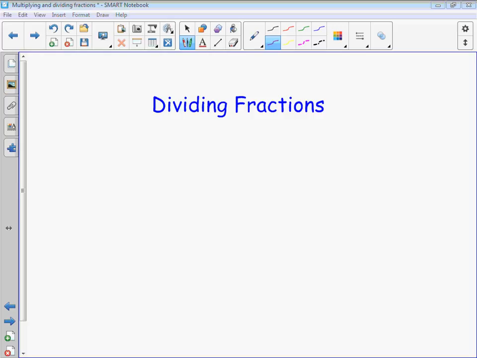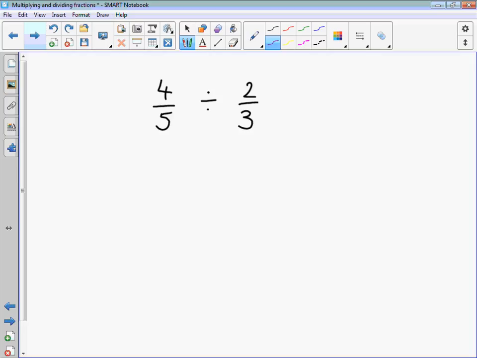I'm going to show you how to divide fractions. My first example is 4/5 divided by 2/3. Now, just quickly to show you the term invert. If I was to invert 2/3, I would get 3/2. It's basically turning a fraction upside down.